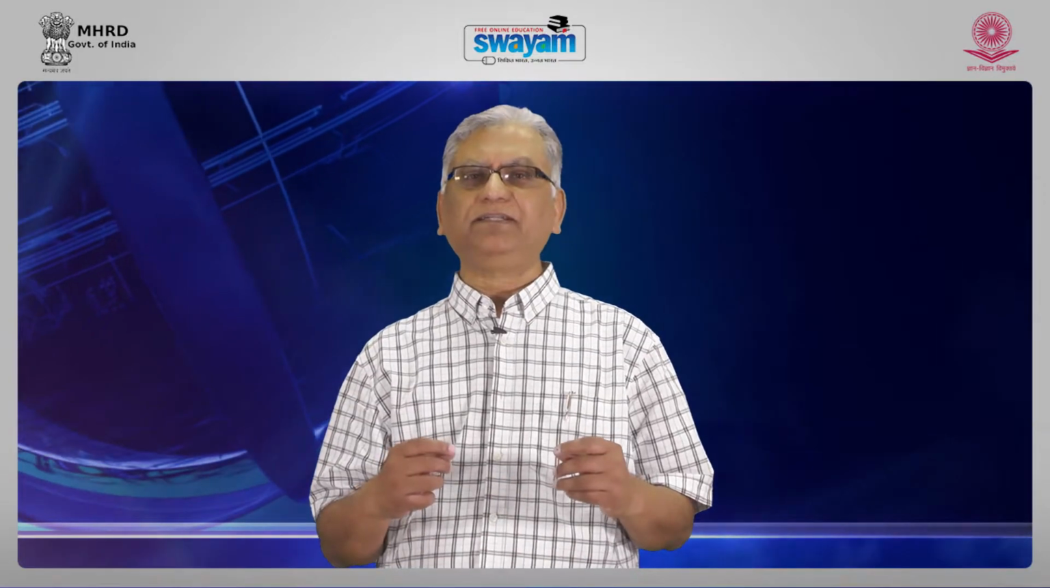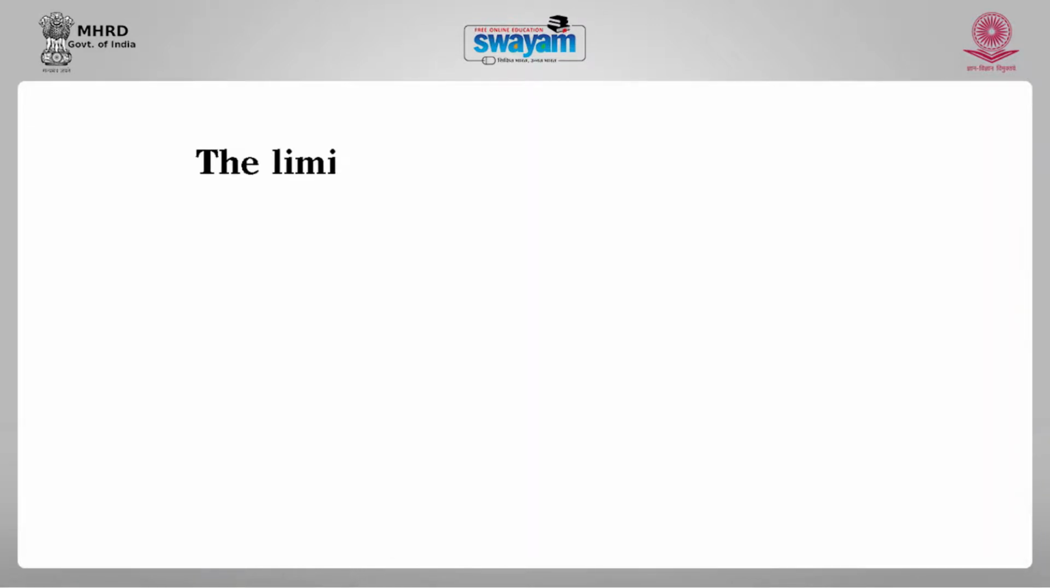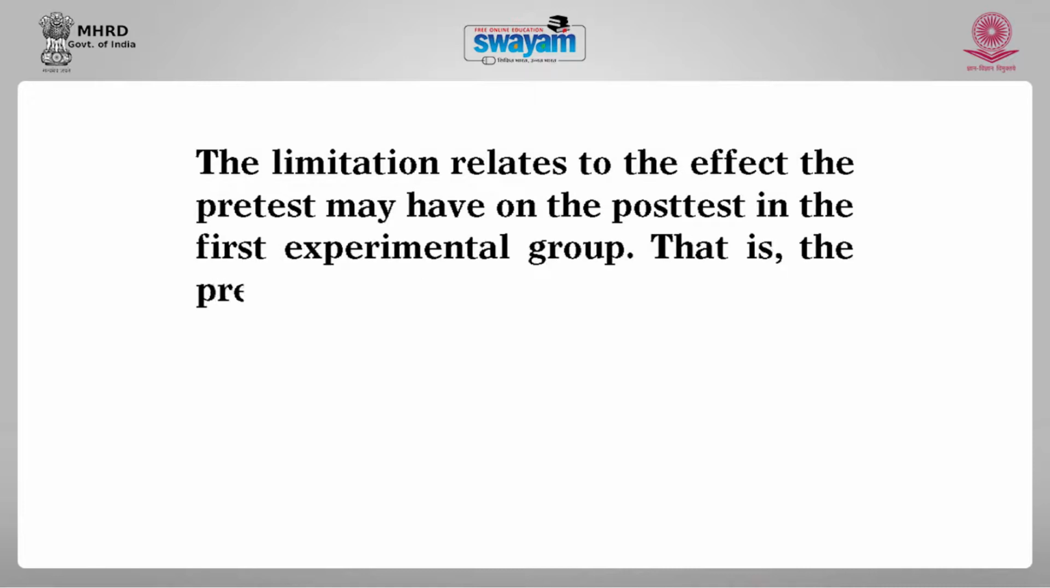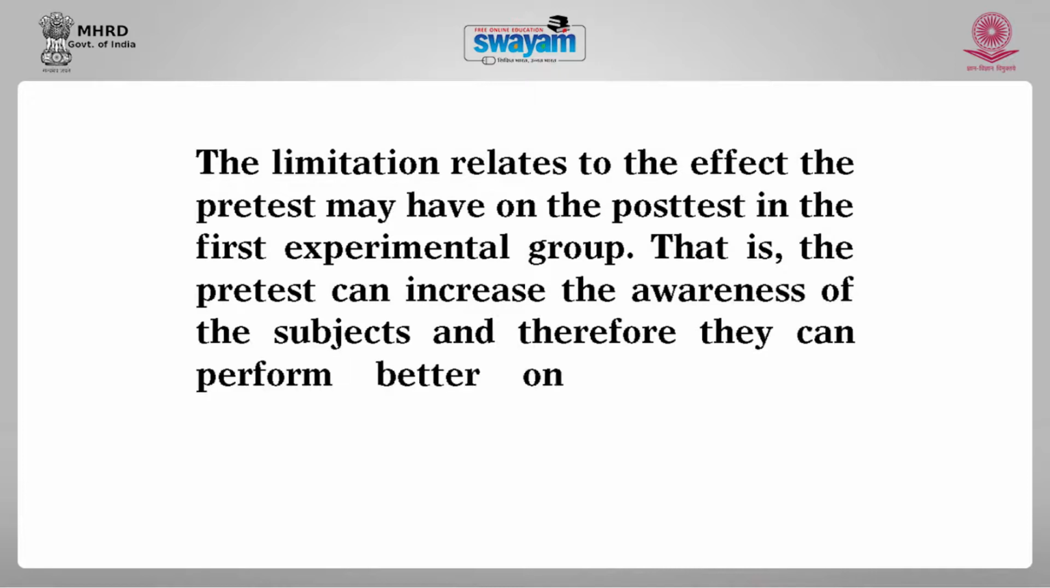Another true experimental design is the Solomon 4-group design. If you examine the figure below, you will realize that this design is an extension of the pre-test, post-test control group design. The Solomon 4-group design overcomes a limitation of the pre-test, post-test control group design. The limitation relates to the effect the pre-test may have on the post-test in the first experimental group. That is, the pre-test can increase the awareness of the subjects and therefore they can perform better on the post-test.